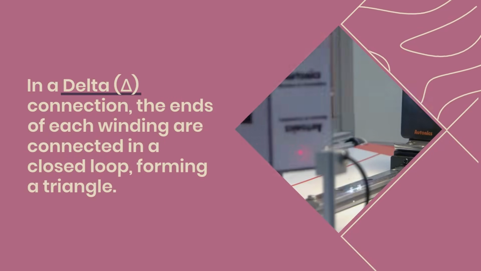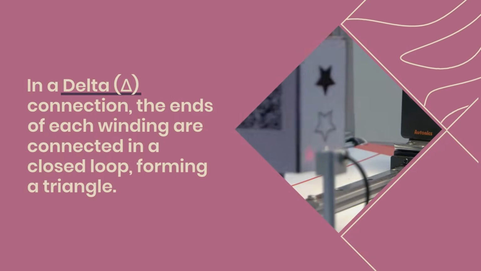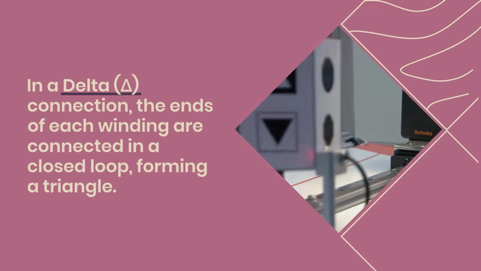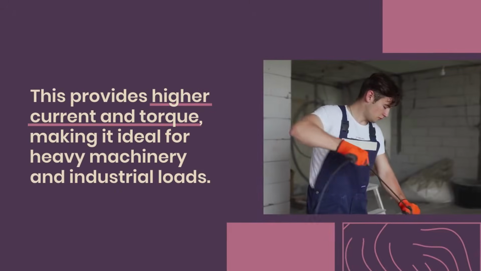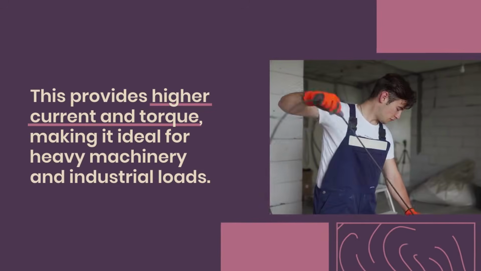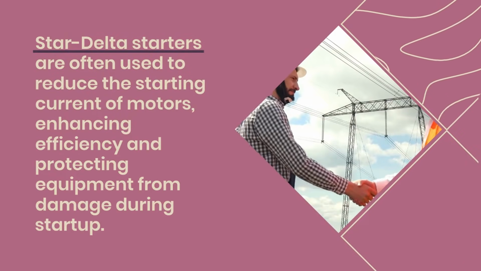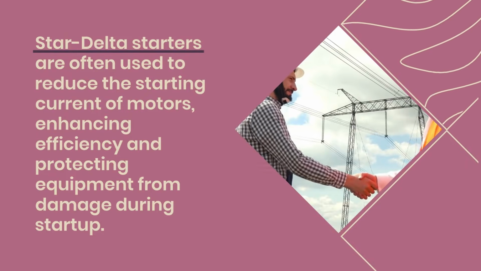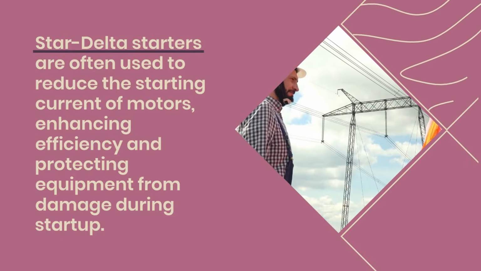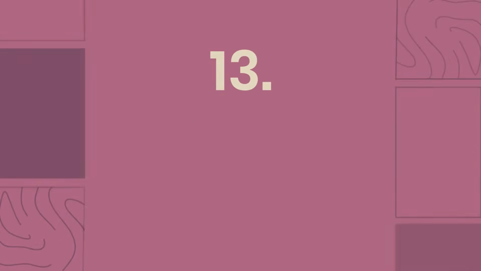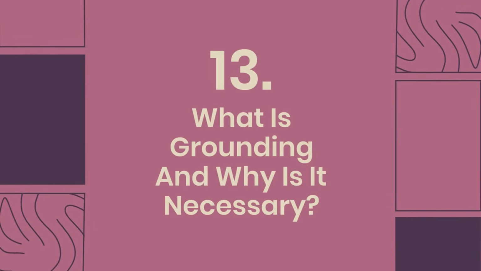In a delta connection, the ends of each winding are connected in a closed loop, forming a triangle. This provides higher current and torque, making it ideal for heavy machinery and industrial loads. Star-delta starters are often used to reduce the starting current of motors, enhancing efficiency and protecting equipment from damage during startup.